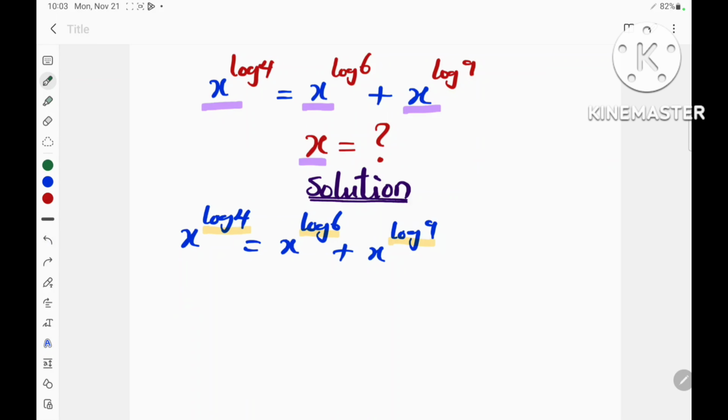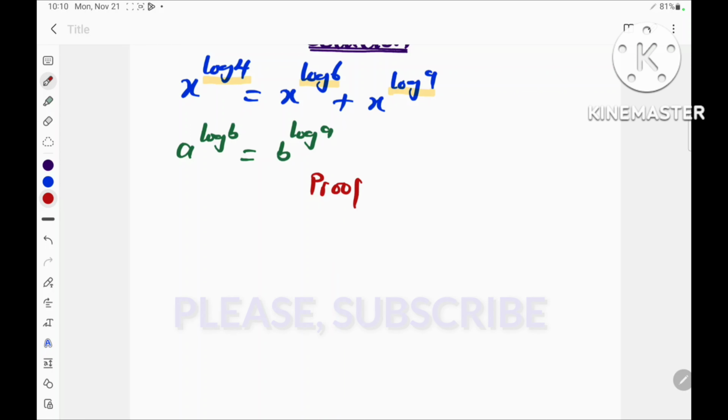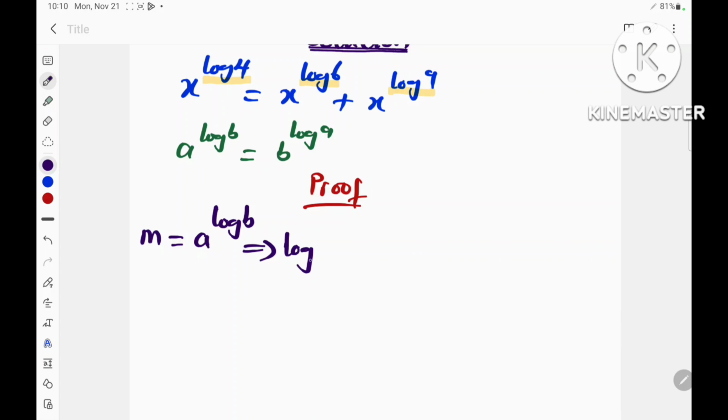We know that if a and b are two positive real numbers, then a raised to the power log b is equal to b raised to the power log a. This result is not obvious, so I will start by proving it. If you let m be equal to a raised to the power the log of b, then by taking logs on both sides, we have log m equal to the log of a raised to the power the log of b. And this is equal to the log of b multiplied by the log of a.